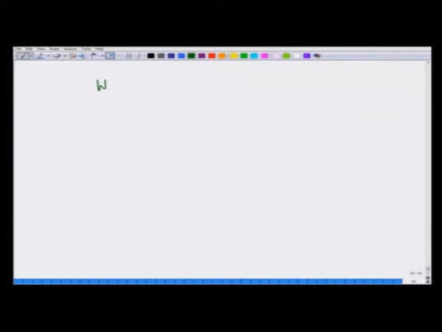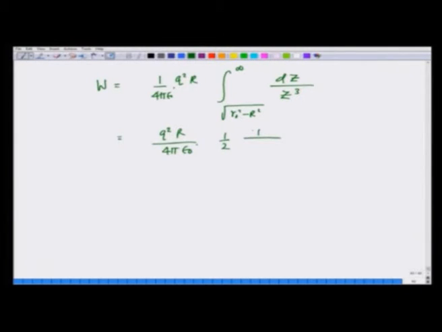and therefore, the work done is going to be equal to 1 over 4 pi epsilon 0 q square r integration square root of r naught square minus r square to infinity dz over z cubed, which upon integration gives me q square r over 4 pi epsilon 0 times 1 over 2 times 1 over r naught square minus r square.